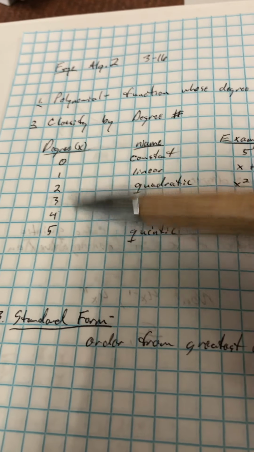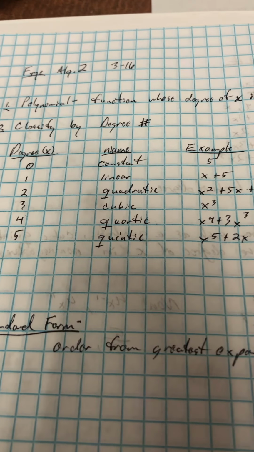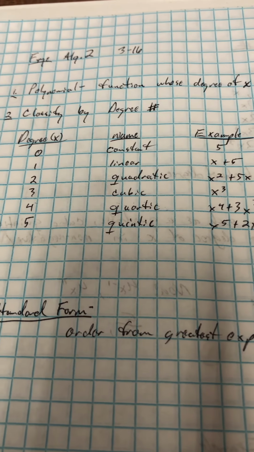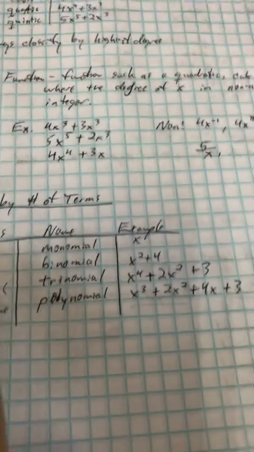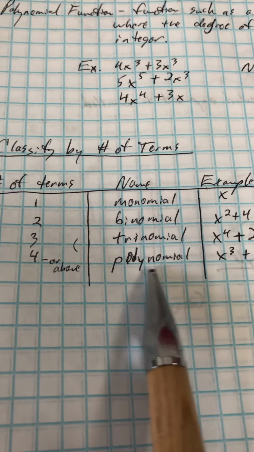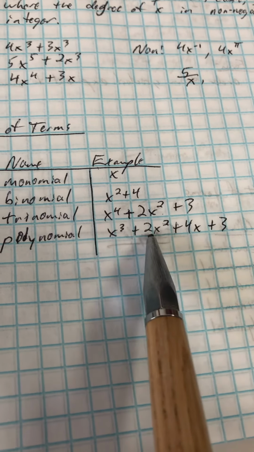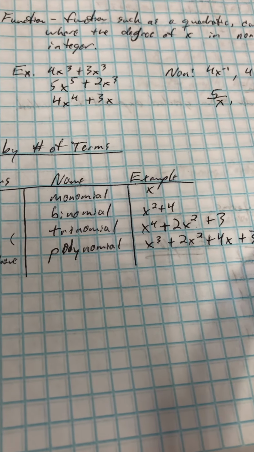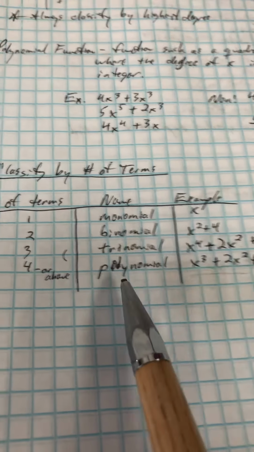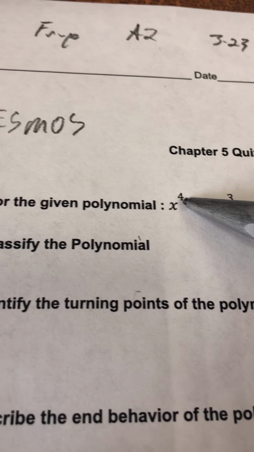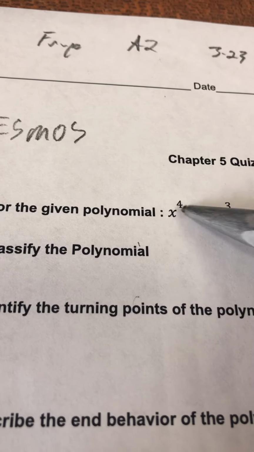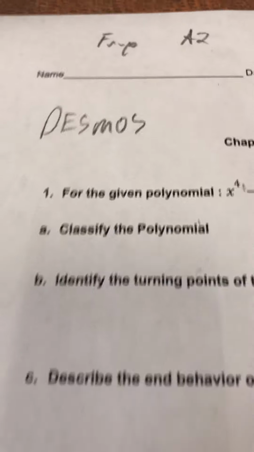Being a test, you should have this in your notes. You could use my notes. I don't want to tell you what the answer is, though. Classify by a number of terms. Once again, the number of terms, it's already polynomial. So there's 4 terms here. We actually have 5 terms. So 4 or above, it's polynomial. So we already have it labeled as a polynomial. We just have to go to the degree. So that 4, that's going to tell you what to write there for A.